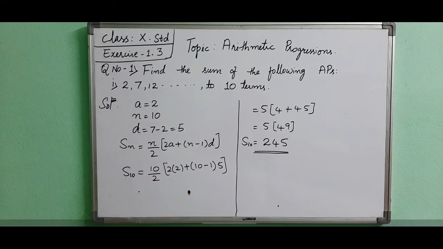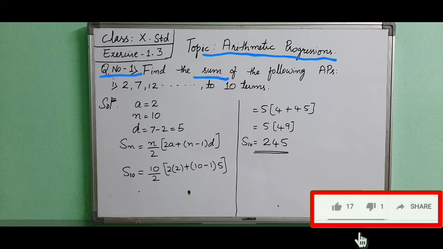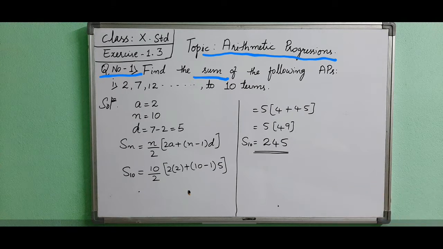Everyone, now the arithmetic progression, exercise 1.3, question number 1. Find the sum of the following APs. Sum is nothing but what you get after addition. And the AP is given as 2, 7, 12 up to 10 terms.